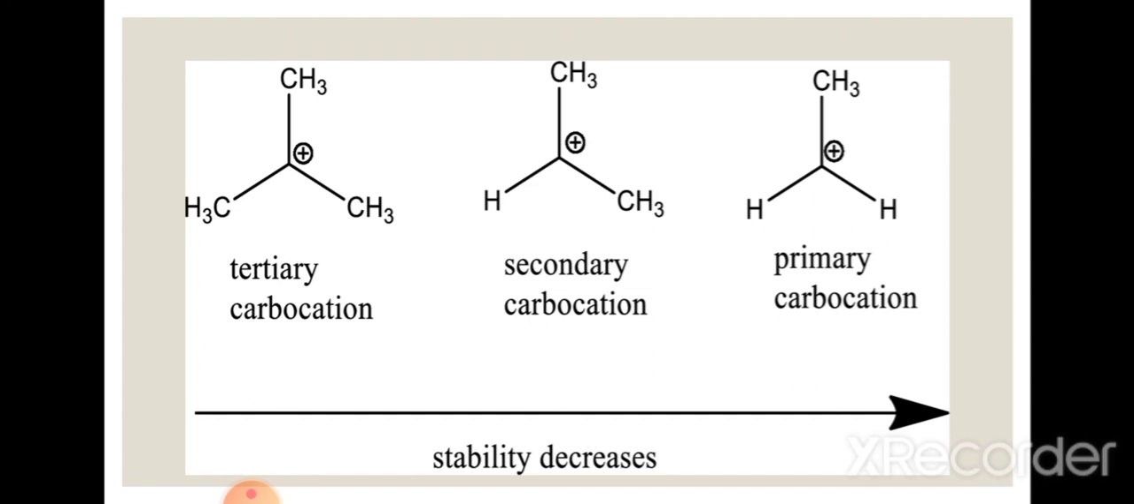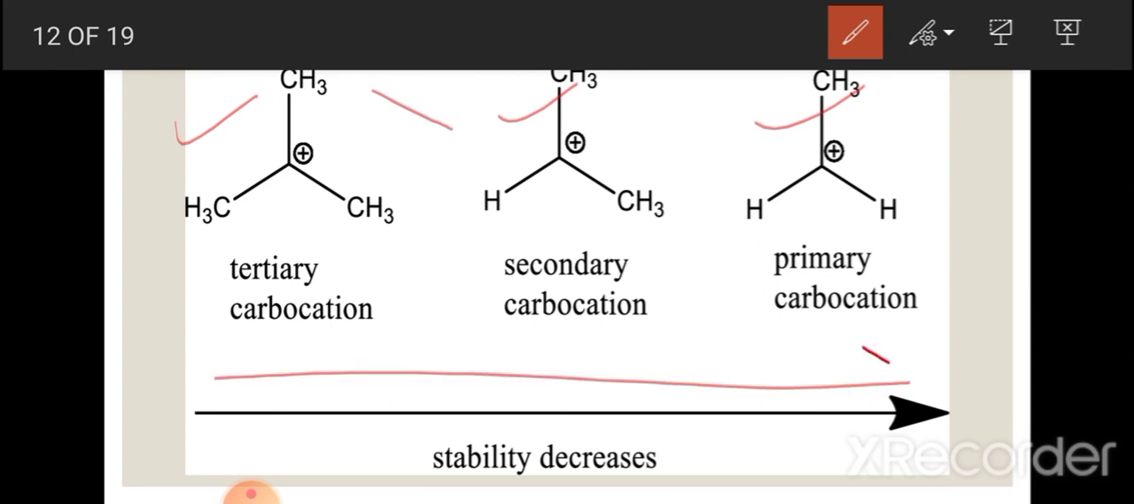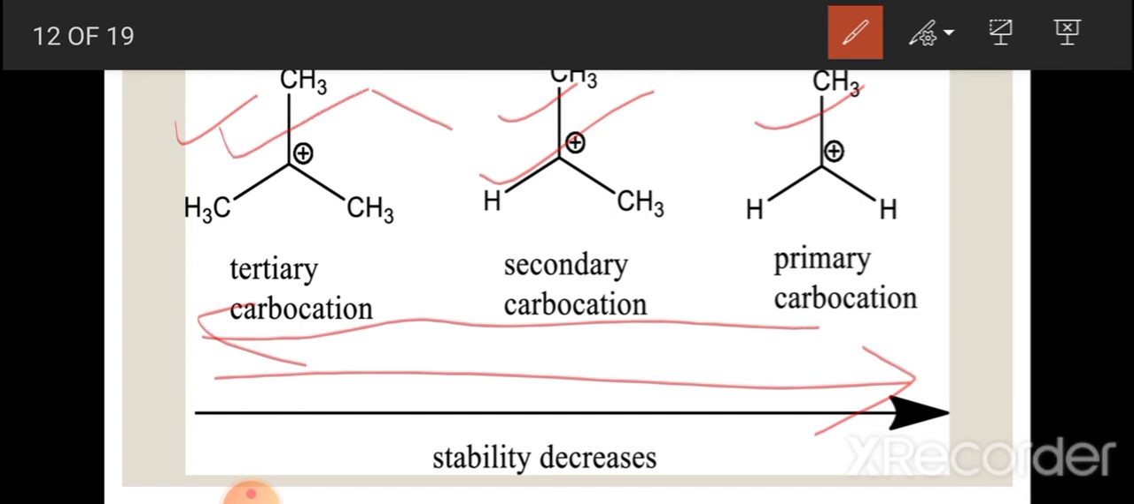So the reactivity of carbocations decreases in, you can see here, this is tertiary carbocation, primary, secondary, and tertiary. Three carbocations are shown here, and stability is decreasing in this manner. So if I say reactivity, it will increase in this manner. Primary will be less reactive, secondary will be more reactive, tertiary will be most reactive.